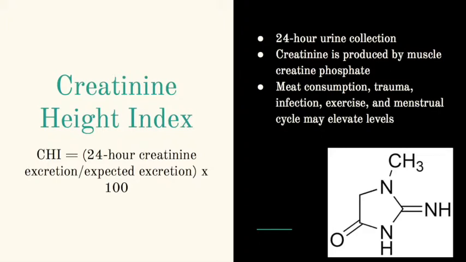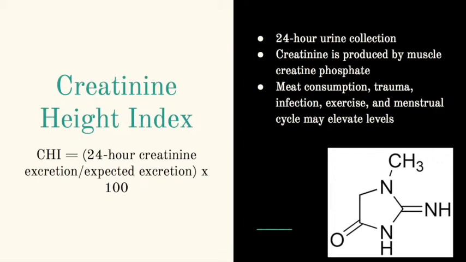Creatinine height index involves performing a 24-hour urine collection on the patient and then comparing the milligrams of creatinine excreted versus the expected excretion amount. This calculation yields a percentage value that gives us insight into the amount of muscle mass depletion experienced by the patient. Values of 60 to 80% are only considered to be mild depletion, whereas values from 40 to 59% are considered to be moderate depletion, and any value below 40 is characterized as severe depletion.